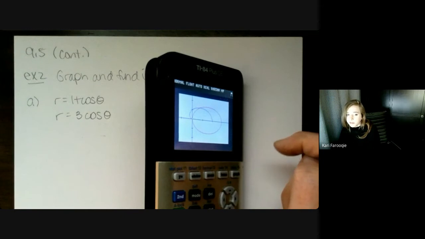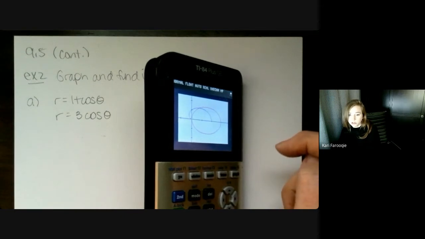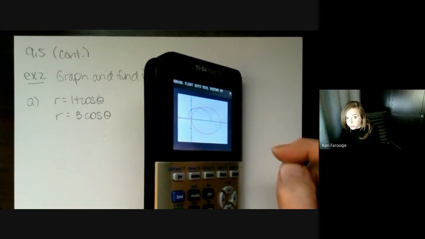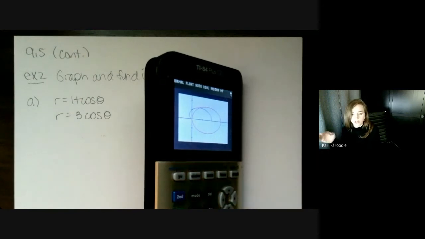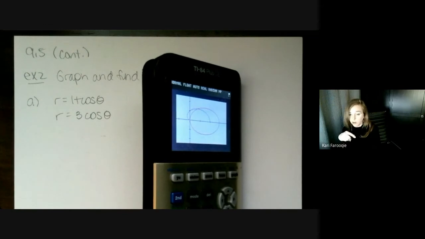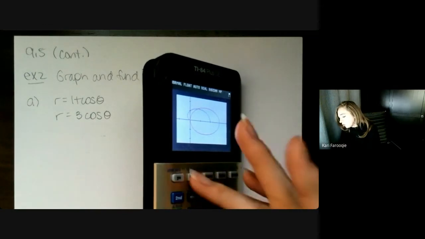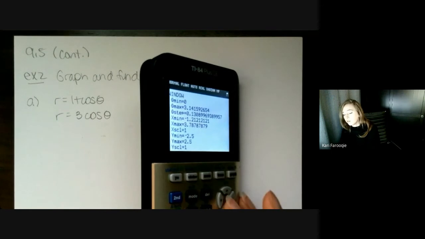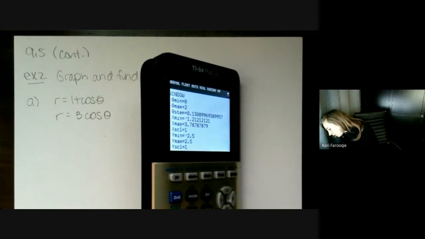So most of the time, you should get a picture that looks like some sort of polar equation. These things usually make a full, maybe not a full circle, but they usually make the full way around. So if they don't, go to your window and check to see that your theta is high enough. I'm switching mine over to 2 pi. I know I need 2 pi in order to graph the cardioid.